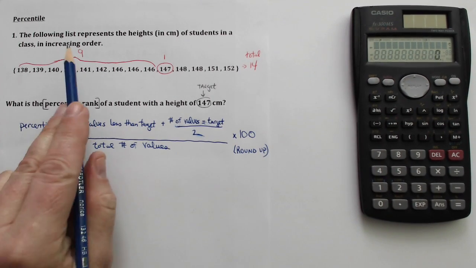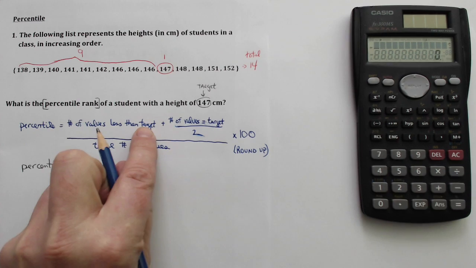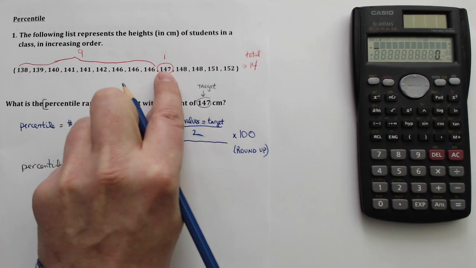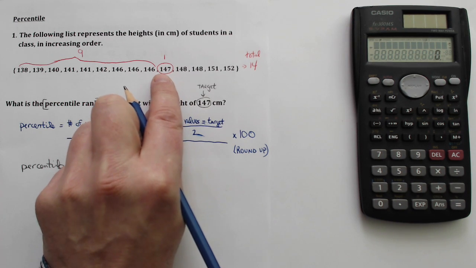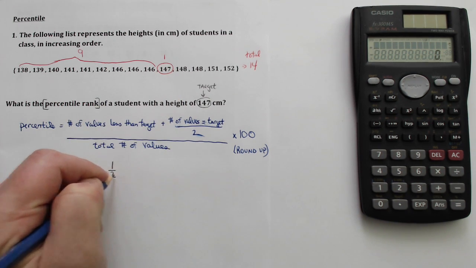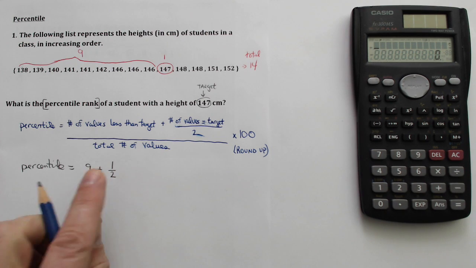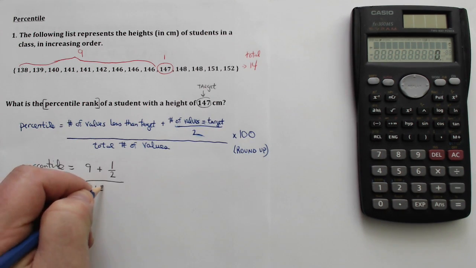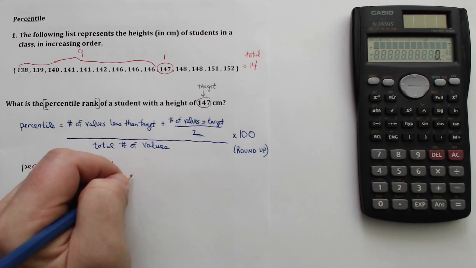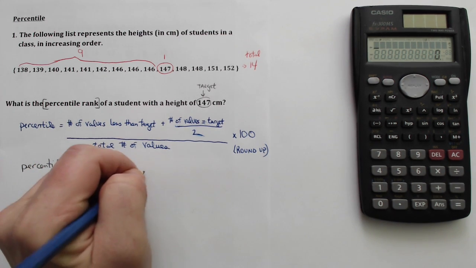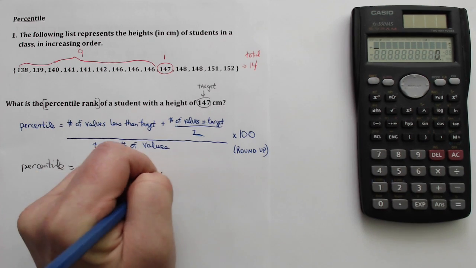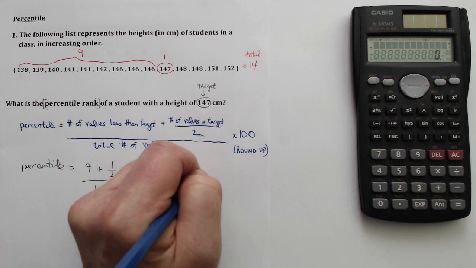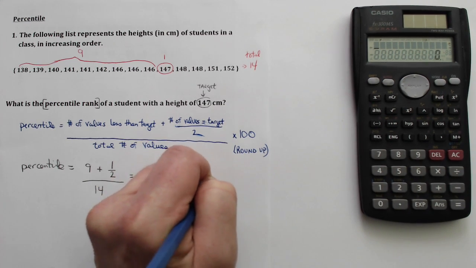will be equal to 9, so the number of values less, plus the number of values equal to the target. I only have one, 147, the kid herself or himself, 1, which I have to put over 2 afterwards, and we know we're going to change that into a decimal. And then I'm going to divide that whole thing by the total number of values, which I've already figured out is 14. And at the end, I'll times it by 100. But we're going to simplify this first, and we'll get 9 plus 1 divided by 2 is 0.5, which I'm going to have to divide by 14. And that's going to be equal to 9.5 divided by 14, which I'll times by 100.